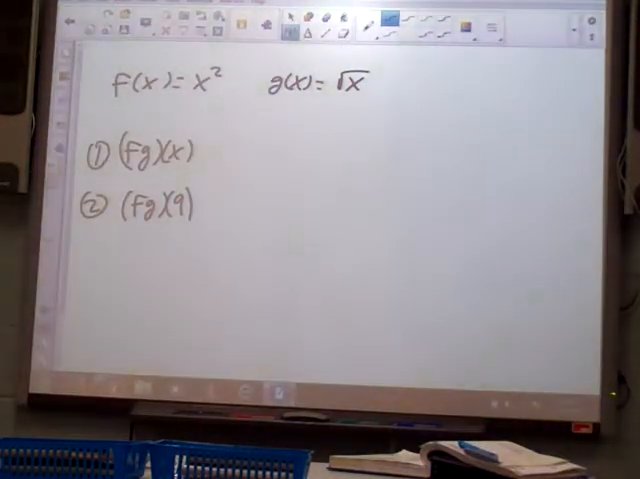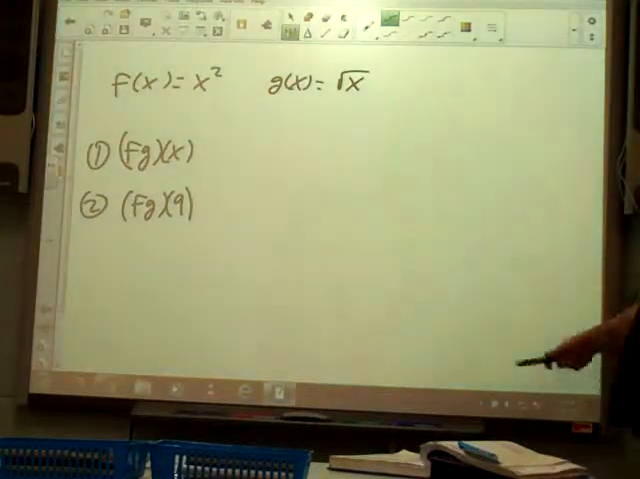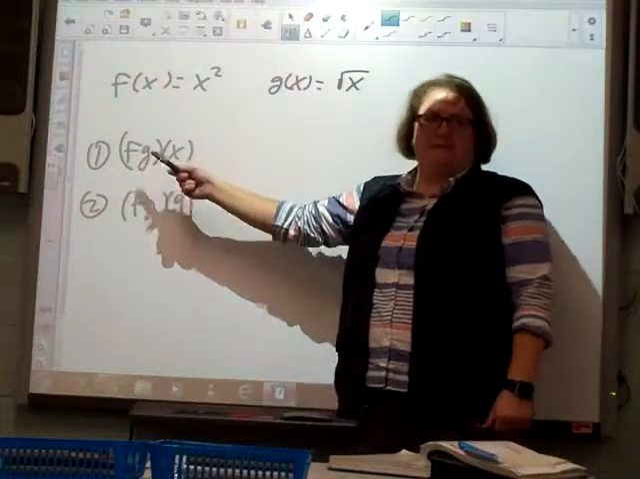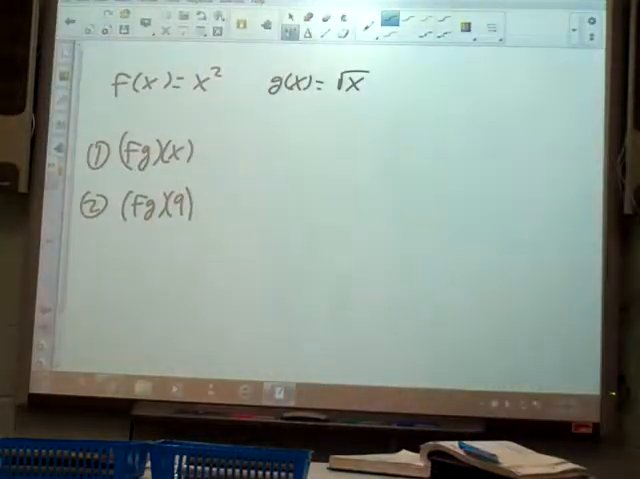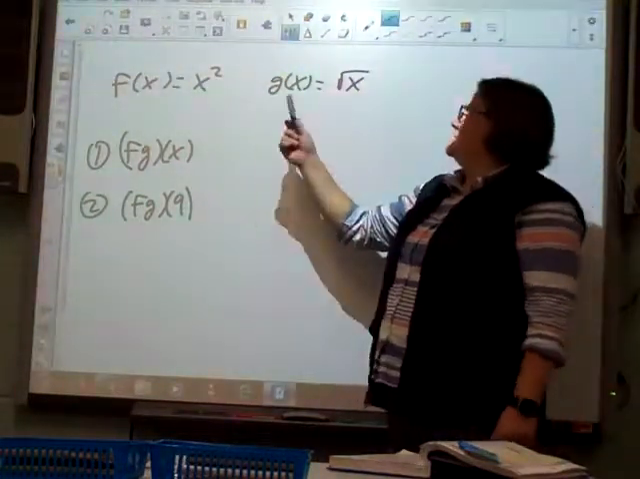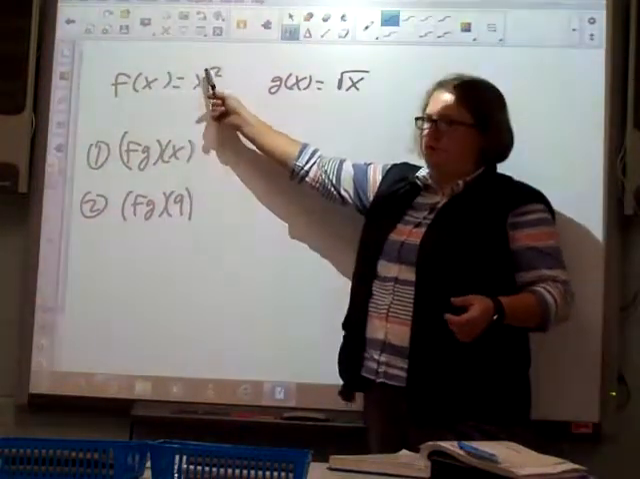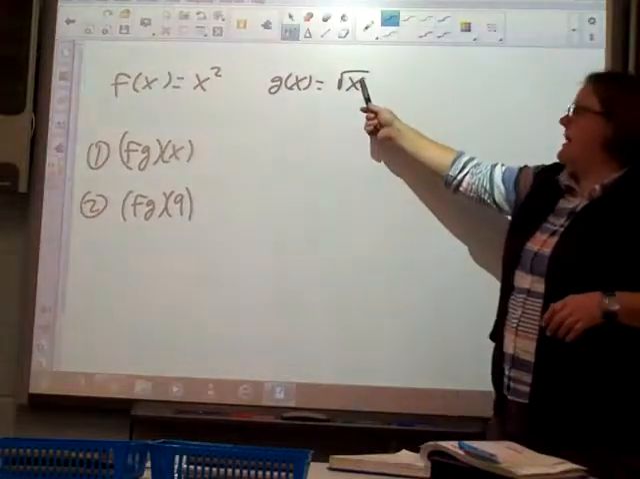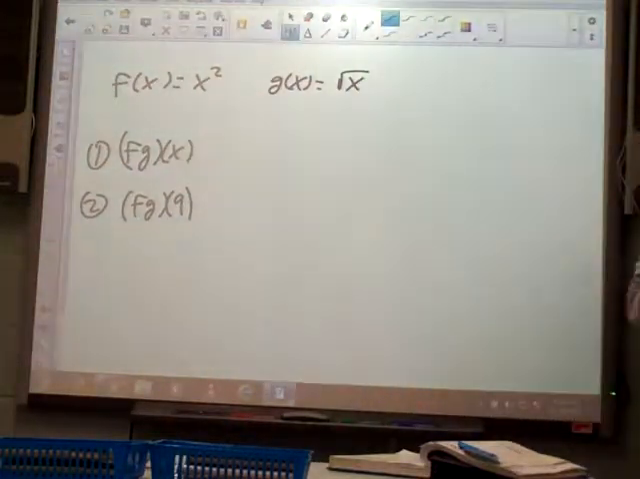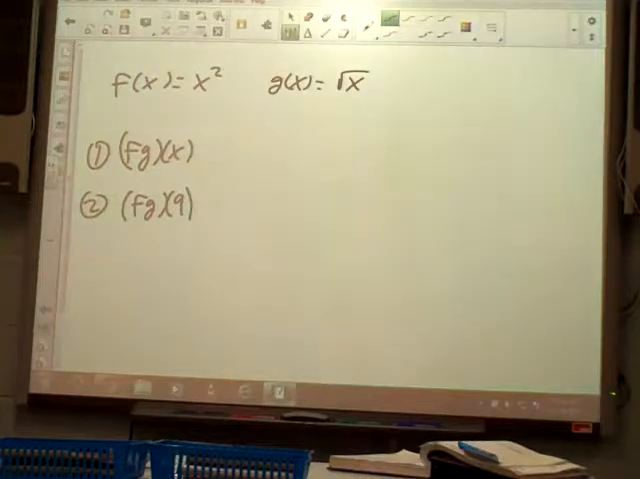All right. We've got f of x is equal to x squared, and g of x is equal to the square root of x. For number 1, they ask us to find fg. That means f times g. When the letters are right next to each other, that means you're multiplying. So we've got to figure out what x squared times the square root of x is. Now the dilemma is they're written in different forms. This one's written in exponential form because it has an exponent. This one's written in radical form because it has a radical. In order for me to multiply them, I need to write them in the same form.